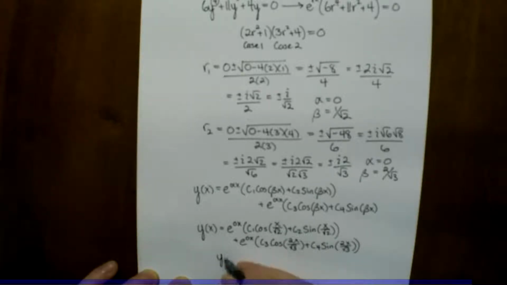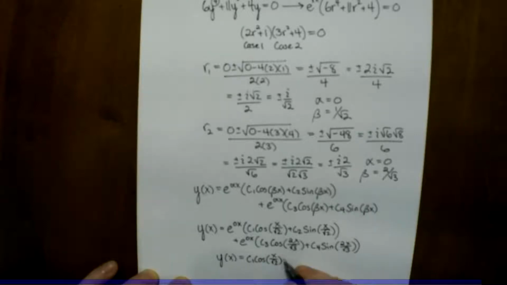So then y of x will take the form c1 cosine of x over root 2 plus c2 sine of x over root 2 plus c3 cosine of 2x over root 3 plus c4 sine of 2x over root 3.